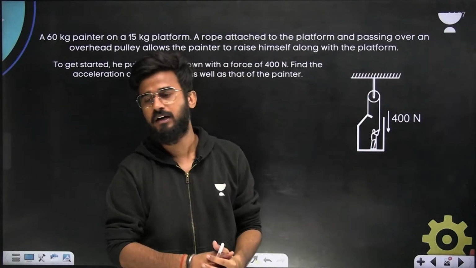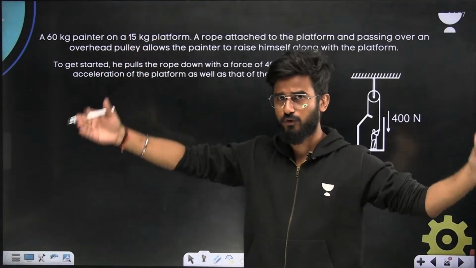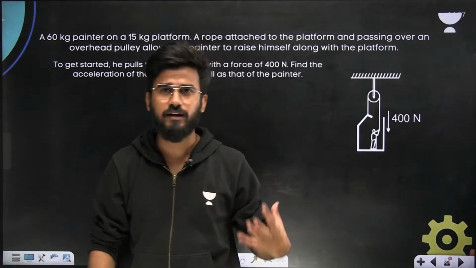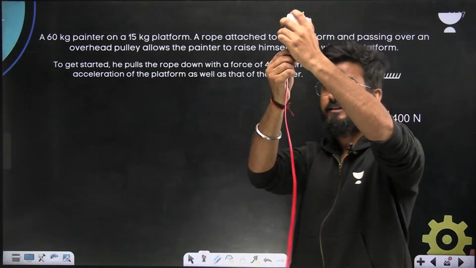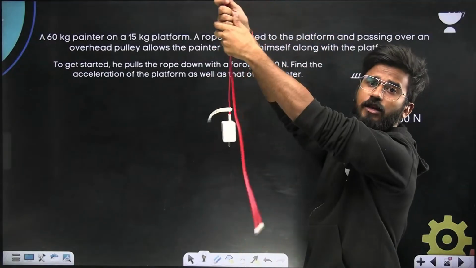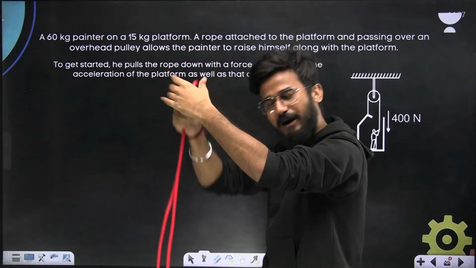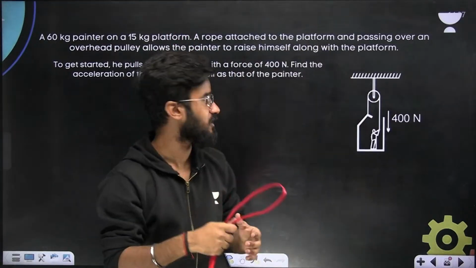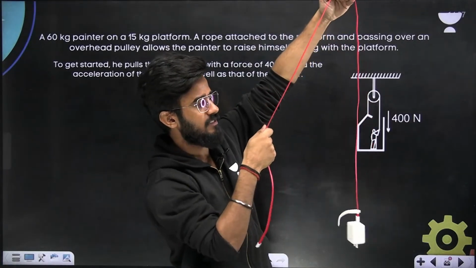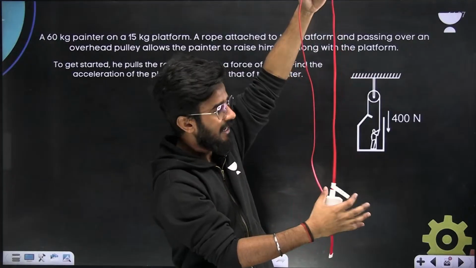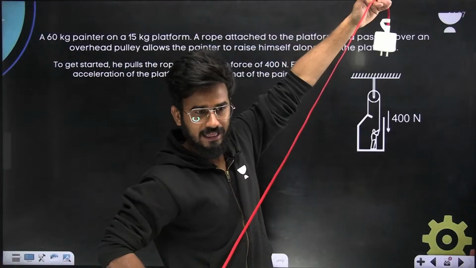So there is a painter. Suppose you have seen, when buildings are being renovated, that there are trolleys in which workers are working, and they are holding some ropes. The worker holds the rope and tries to pull it in the downward direction. This rope is connected with a pulley, so if I'm pulling this end, then I and the trolley both go upwards.